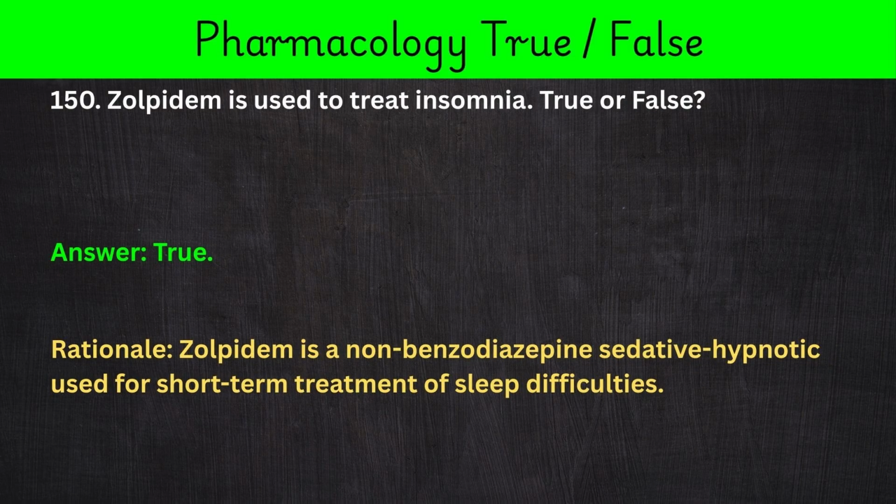150. Zolpidem is used to treat insomnia. True or false? Answer: true. Rationale: zolpidem is a non-benzodiazepine sedative hypnotic used for short-term treatment of sleep difficulties.